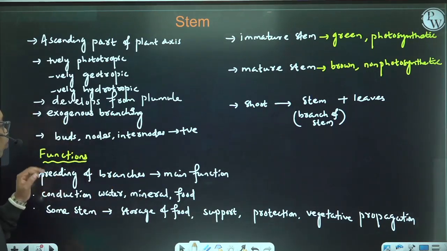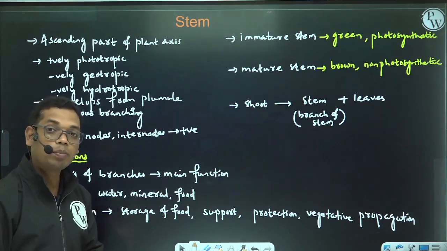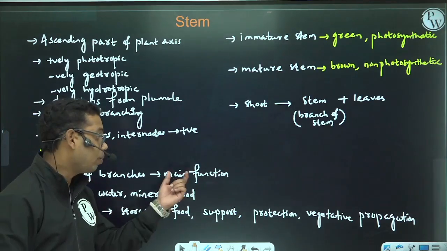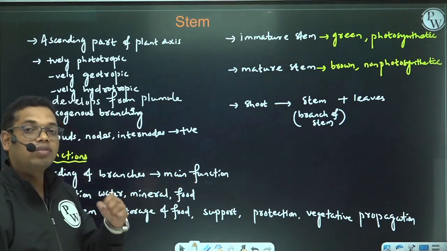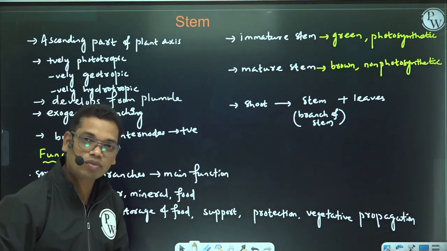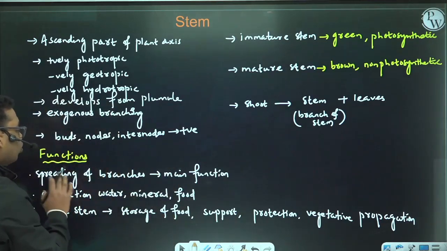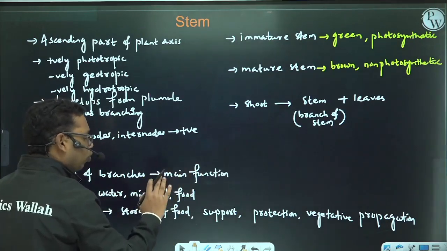Now what about the functions? The stem also performs various functions, but the main function of the stem is to spread the branches, and the branch will have the flowers, it will have the leaves, it will have the fruits and seeds. So the main function of the stem is to spread the branches bearing the flowers, leaves, fruit and seeds.